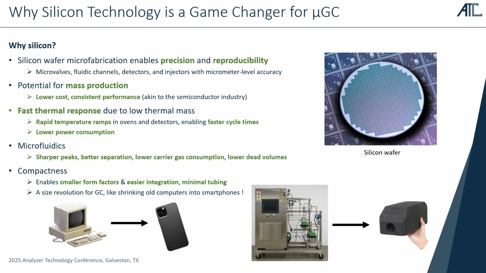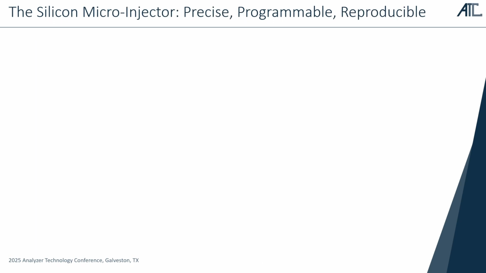Well, it is a size revolution for GC, and it isn't much unlike how we turned computers from the 90s into smartphones that we have today. So let's see how we implemented silicon miniaturization in GreenPix. Let's start with the injector.